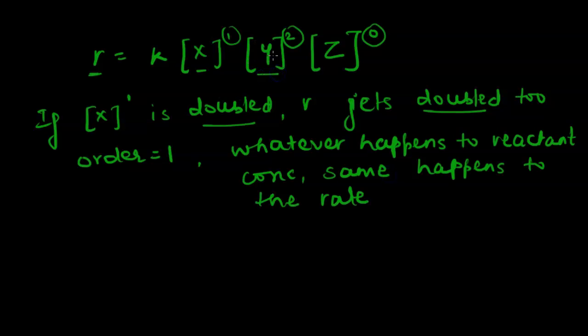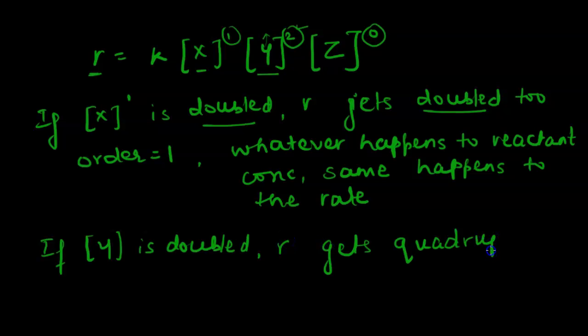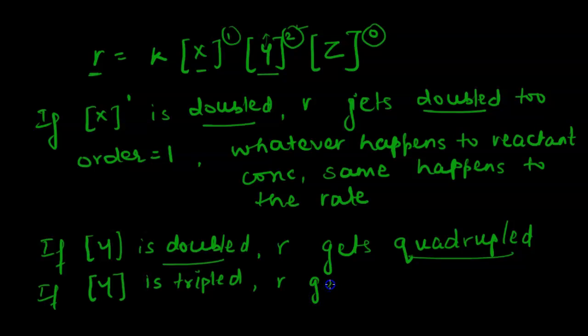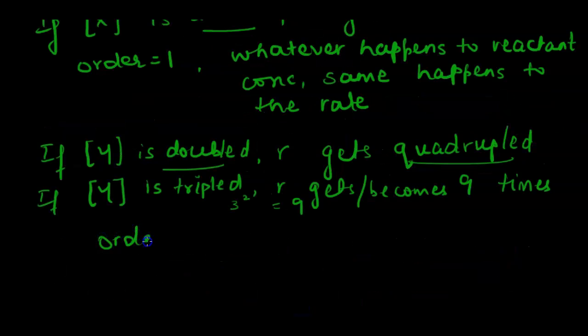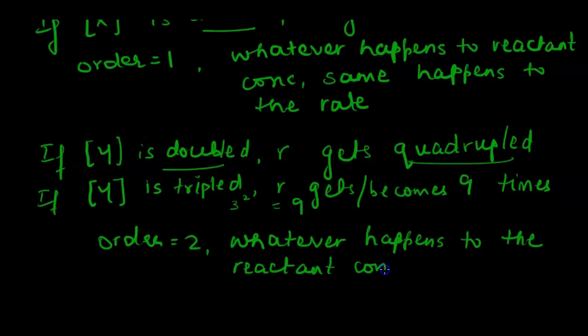Let's describe the Y concentration to the power of 2. If the concentration of Y is doubled, because Y is raised to the power 2, 2 to the power 2 is 4, so the rate is going to become 4 times, which is also called quadrupled. Similarly, if the concentration of Y is tripled, the rate becomes 9 times. Why is that so? Because the power is 2, and 3 to the power of 2 is 9. So we can describe it like this: if the order is 2, whatever happens to the reactant concentration results in the squaring of the rate.